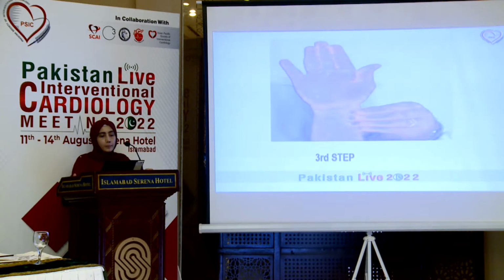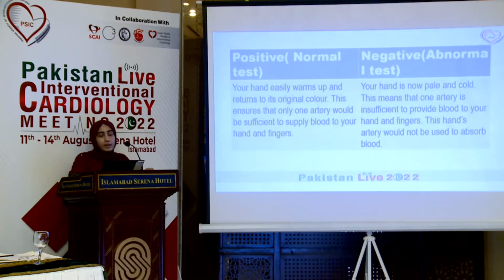In the third step, the operator releases the pressure on the ulnar artery and observes the color of the hand for blushing. If the color of the hand returns within 3 to 5 seconds, it means that only the ulnar artery is sufficient for the blood supply. In this case, you can puncture the artery. But if the color of the hand does not come back to original red, in this case, you can't puncture the radial artery.